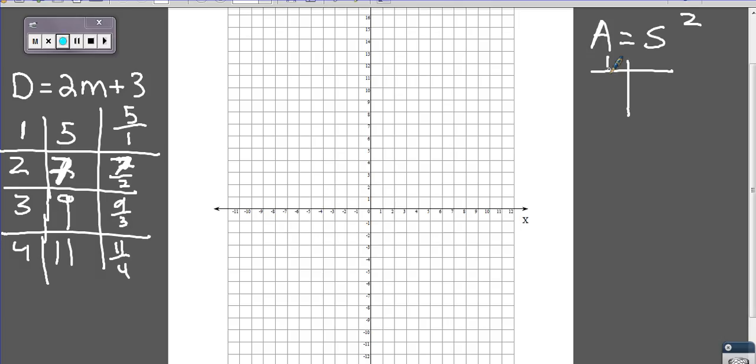If the side is 1, what is the area? 1. If the side is 2, what is the area? 4. If the side is 3, what is the area? 12. No, 3 times 3, 9. If the side is 4, what is the area? 16. Okay?